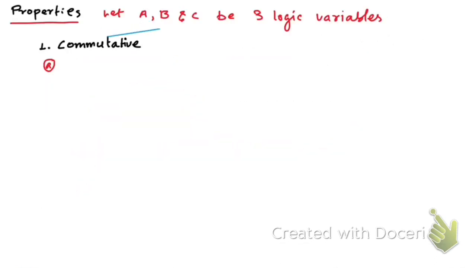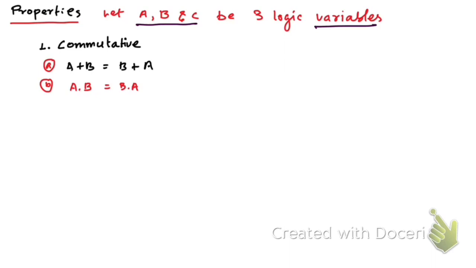Now you see, if A, B and C are three logic variables, then they're going to follow the commutative property, which is A plus B is equal to B plus A. Here plus represents the OR gate. Similarly, in the case of the AND gate, it's also going to obey this commutative rule: A dot B equals B dot A, right?